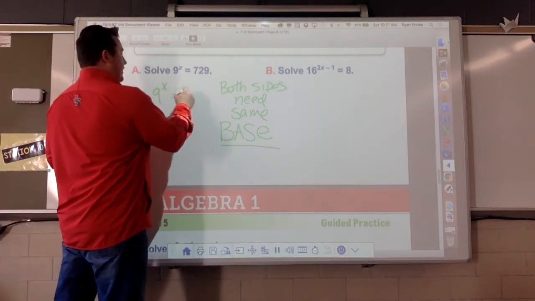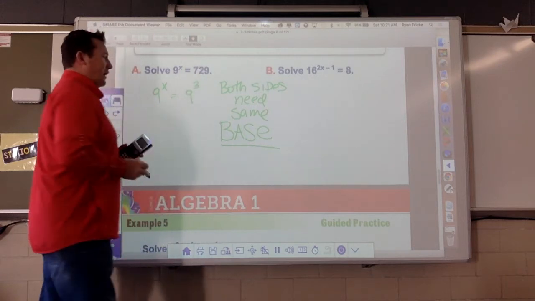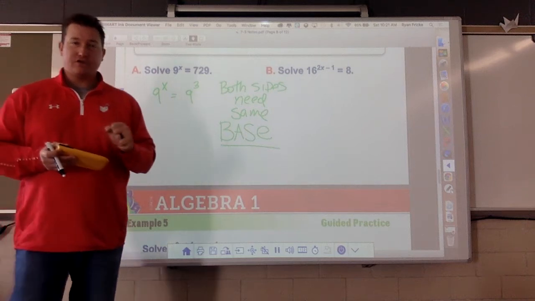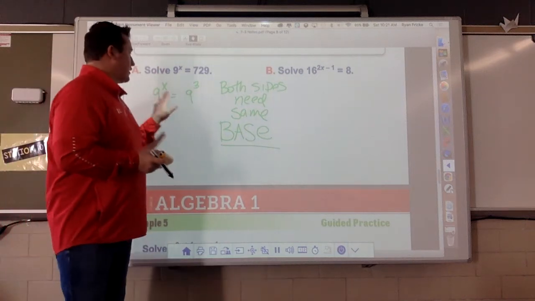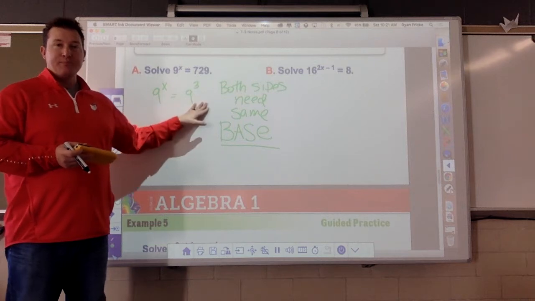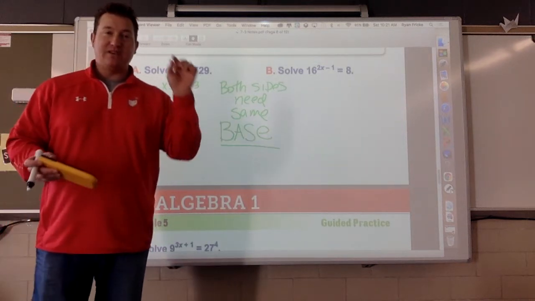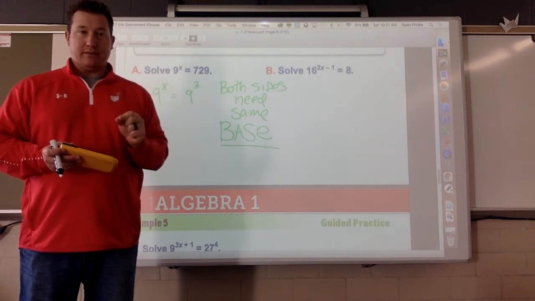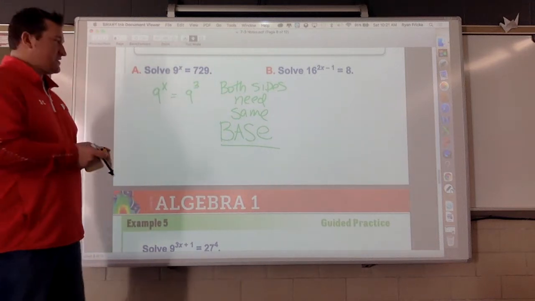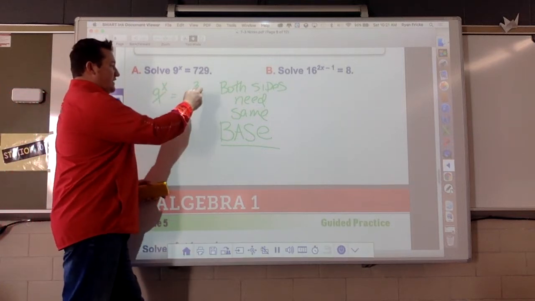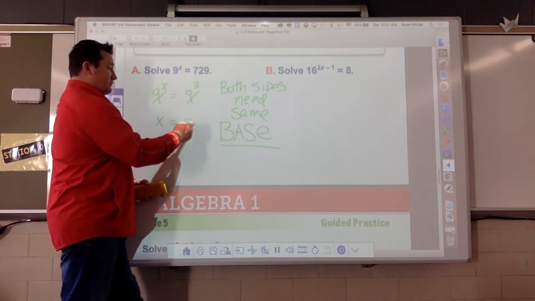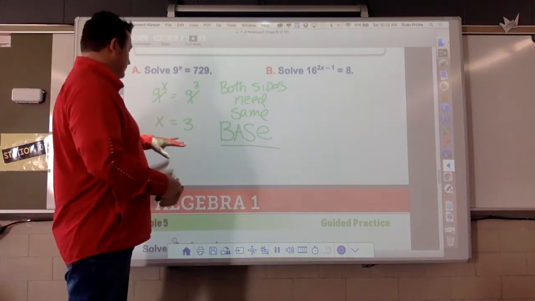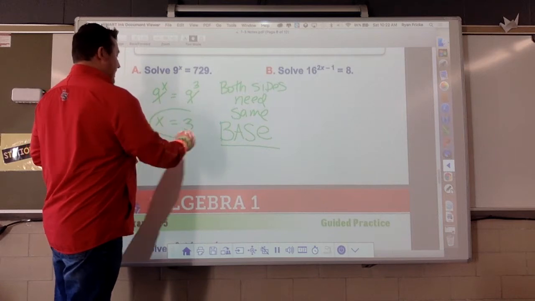So 9 to the x power now equals 9 to the 3rd power. Here's the beauty of exponential equations. Once you have the base written as the same, we get rid of the base and we set the exponents equal to each other and we solve the equation normally. That's it. Now in this case, it's kind of weird because when I get rid of these, I'm just left with my answer. X equals 3. Cha-ching, all done. There it is, okay? So there's my answer for the first one.